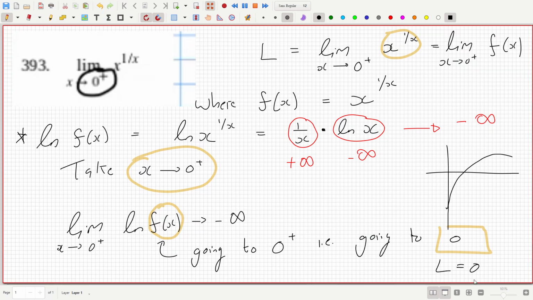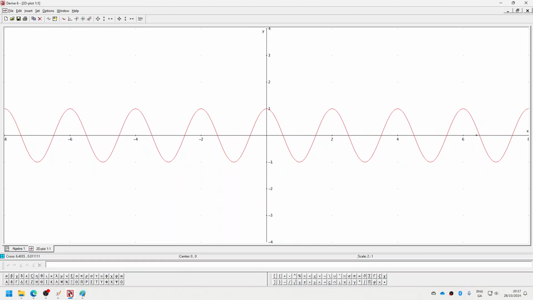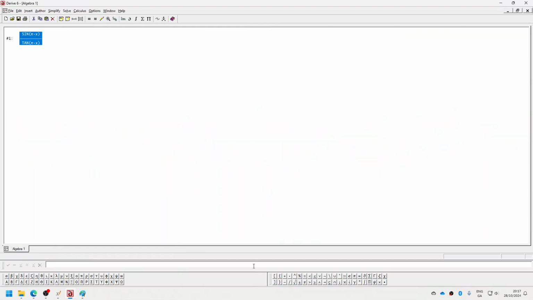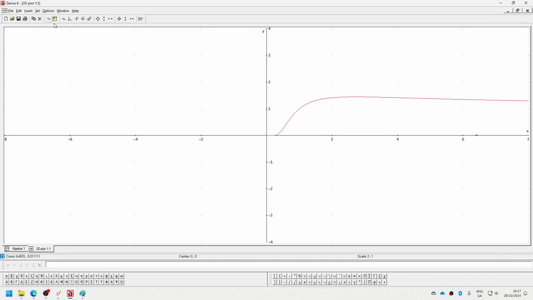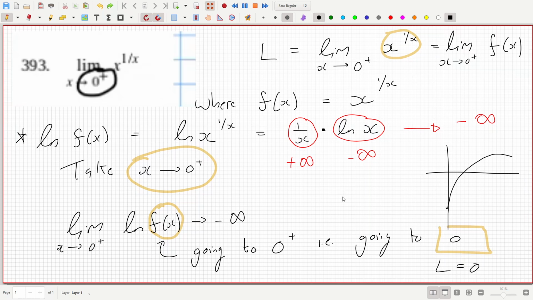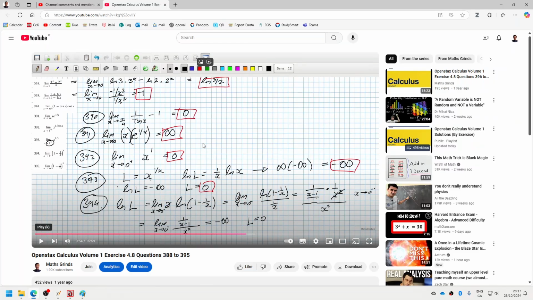Now, if we want a little bit of convincing, let's make a graph here. So if I have here x power 1 over x, and I graph this, you can see it does go to 0 quite rapidly. Heading right into 0 there. So that's the situation we're in right now. And I believe that's what I said in the video. Yeah, the limit is 0 then. So, yep, there we go.